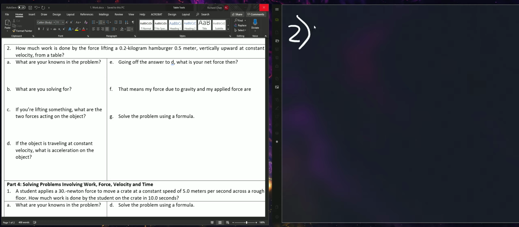How much work is done by the force lifting a 0.2 kilogram hamburger 0.5 meters vertically upward at a constant velocity from a table? Just to give you guys a reference on how much a kilogram is, a kilogram is a filled water bottle.